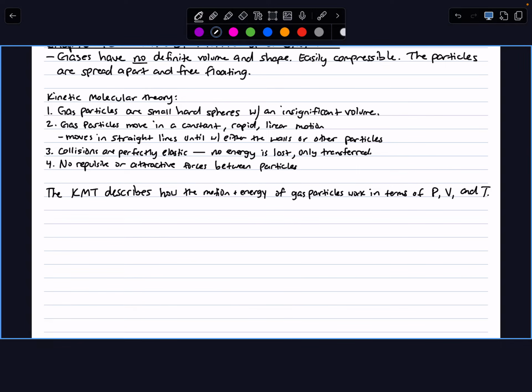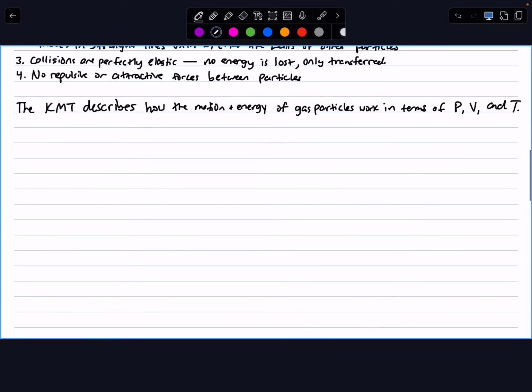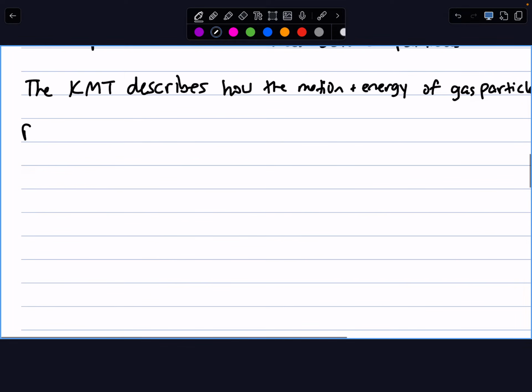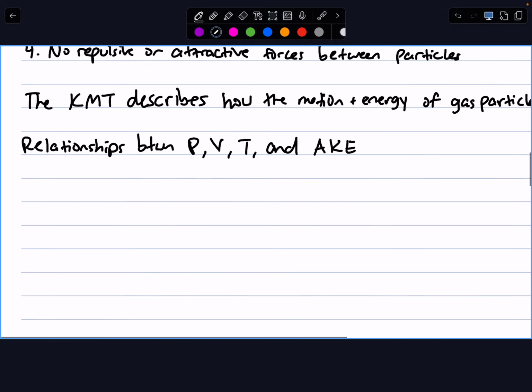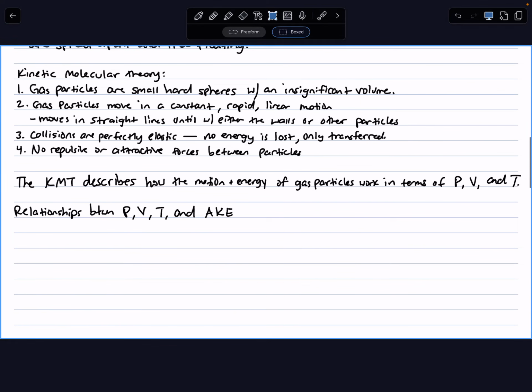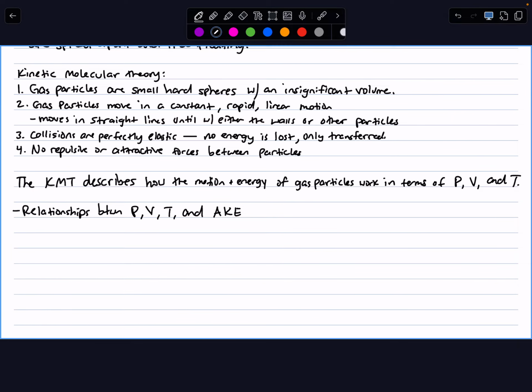All right. Now, let's compare these. Let's look at these formulas and compare some relationships between pressure, volume, temperature, and average kinetic energy. You guys know what that means if I were to put that there, right? The average kinetic energy that particles have in a container. This is kinetic energy. Energy of motion.